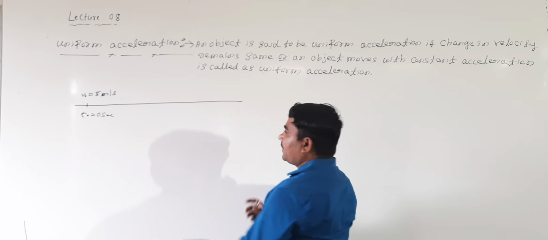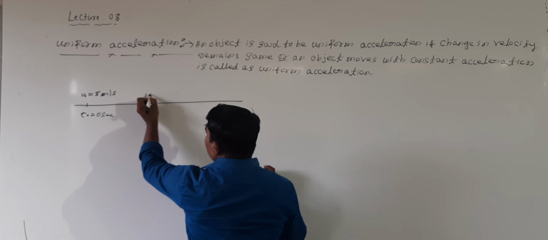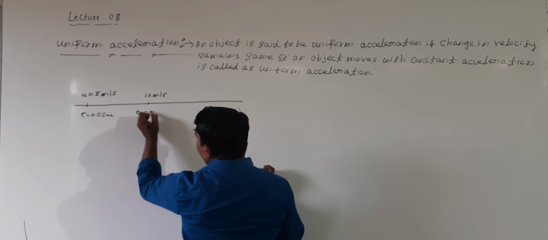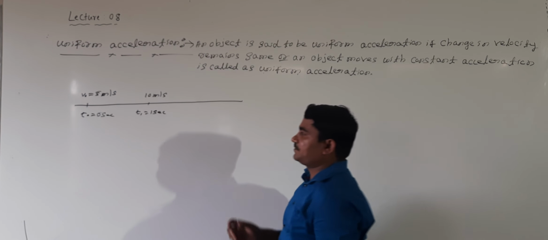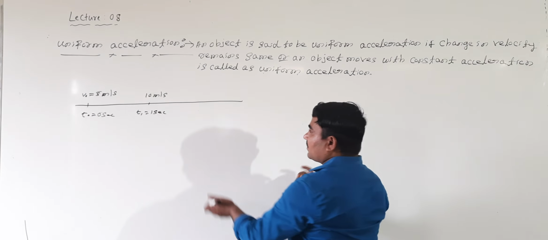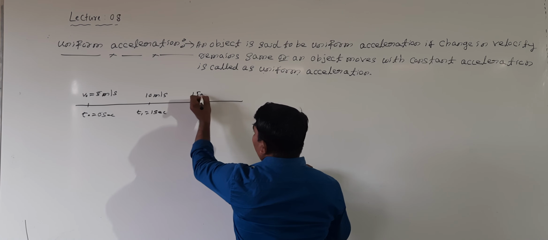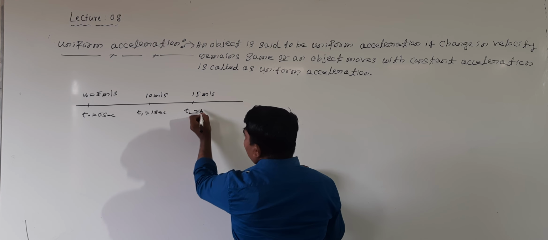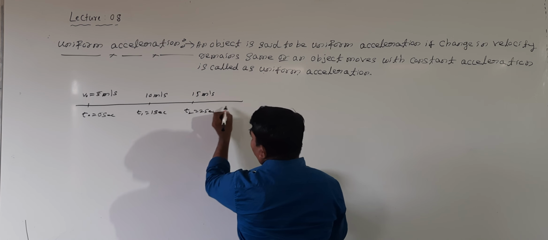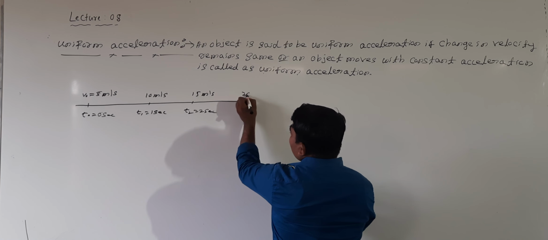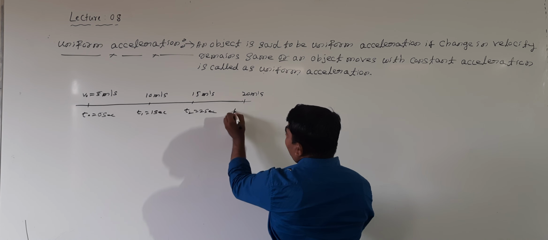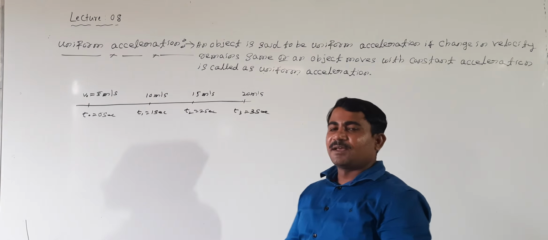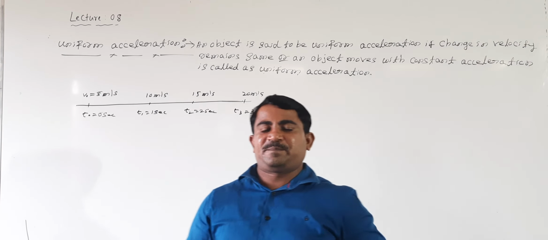Here I will take 10 meter per second, in the time t1 equal to 1 second. In this interval, I will take 15 meter per second, in the time interval 2 seconds. Here I will take 20 meter per second, in the time interval 3 seconds. Change in velocity remains the same.